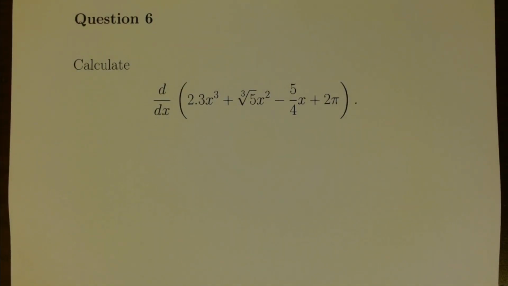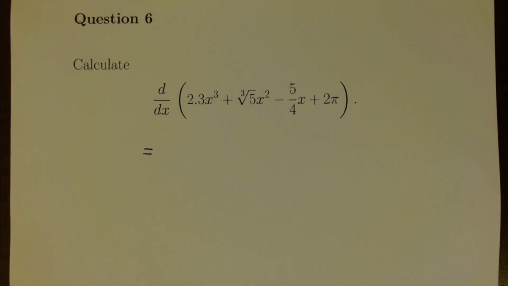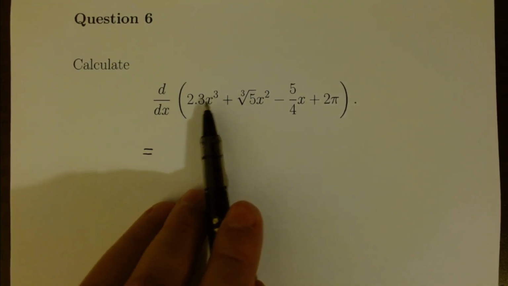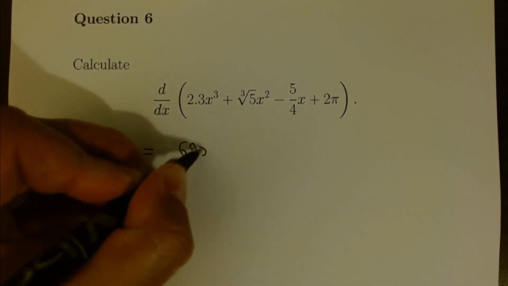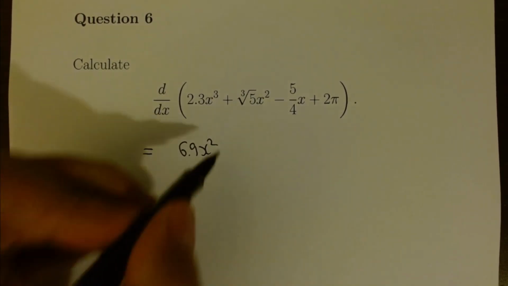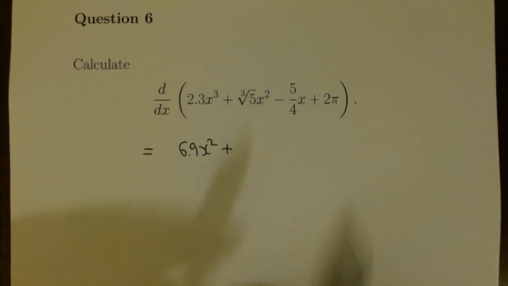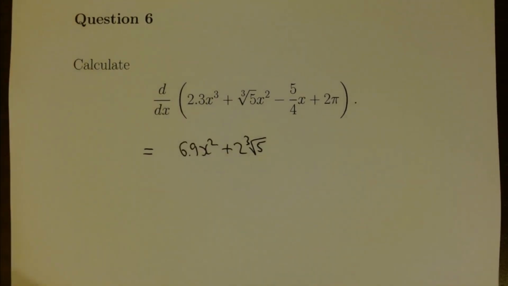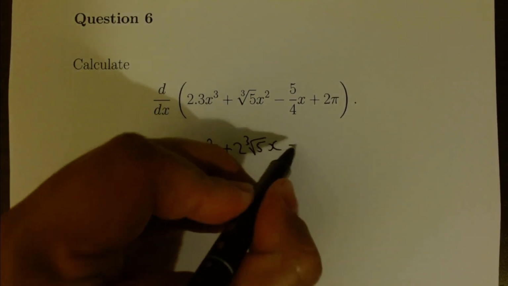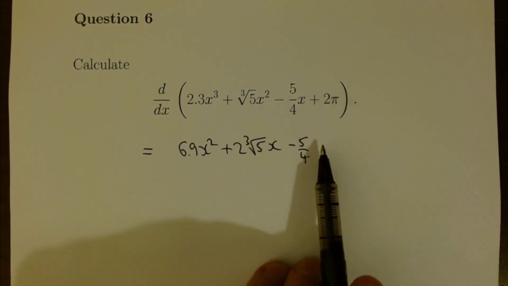Okay, question number 6, and we can begin differentiating straight away term by term. The 3 multiplies 2.3, that will give us 6.9x squared, plus the 2 comes down in front of the cube root of 5 to give us 2 cube root 5 x. Then we get the linear term, that becomes minus 5 over 4, and the 2 pi is just a constant, so that becomes a 0.